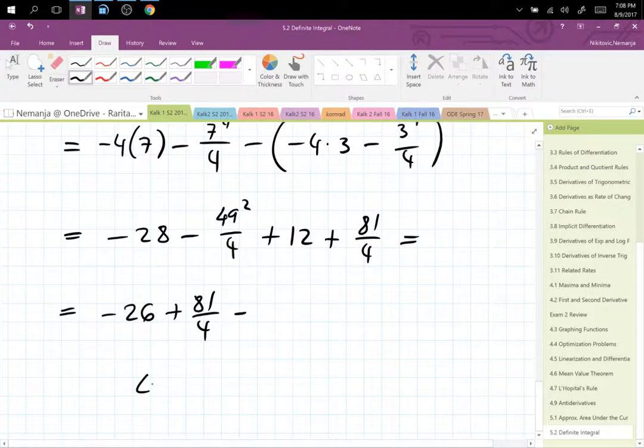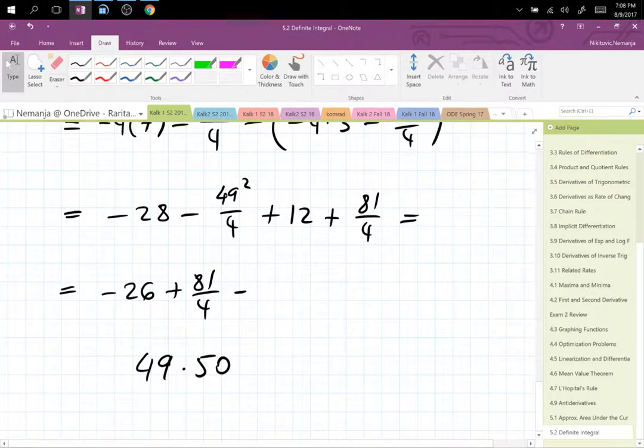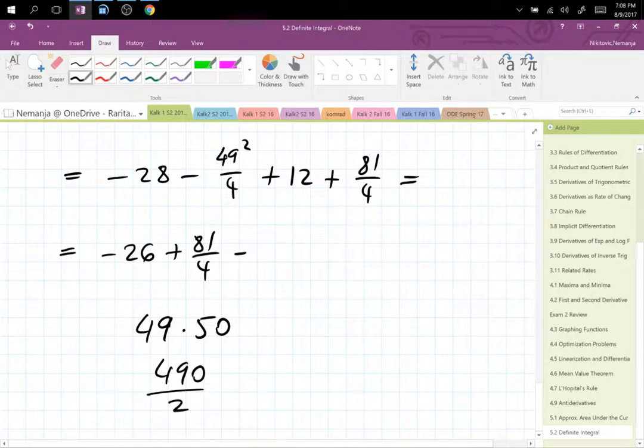To compute 49 squared, you will multiply 49 times 50, because that's the easier way to do it. But then why not 490 divided by 2? That's even easier. So 490 divided by 2 is going to be 245. So we have 245, and then we have to subtract 49 from it, because we went 49 over, and we'll get 196 over 4. Or you can use a calculator.